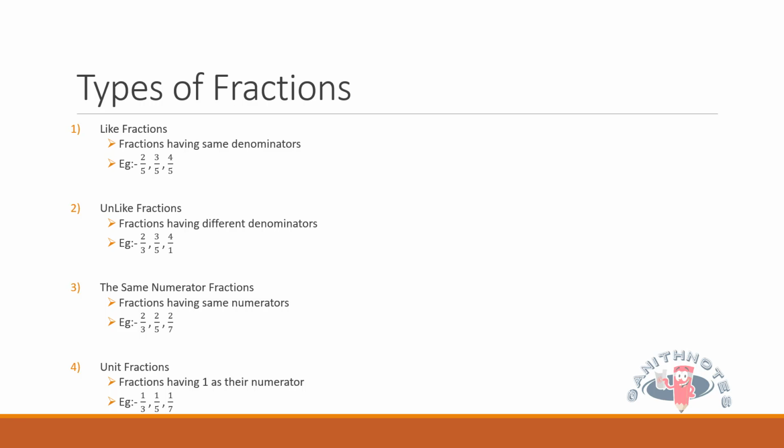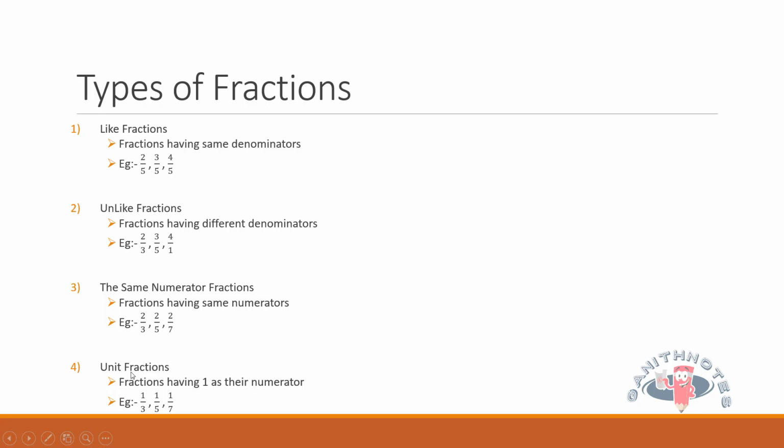The second one is unlike fractions. As the name suggests, these fractions have different denominators. Examples are 2 by 3, 3 by 5 and 4 by 1, where the denominators for each of these are 3, 5 and 1 respectively, which are not the same. So these are examples of unlike fractions. The third one is same numerator fractions. As the name suggests, if the fractions in question have the same numerators, then they belong to the category of same numerator fractions. For example, we have 2 by 3, 2 by 5 and 2 by 7.